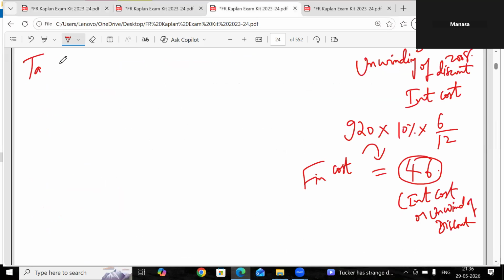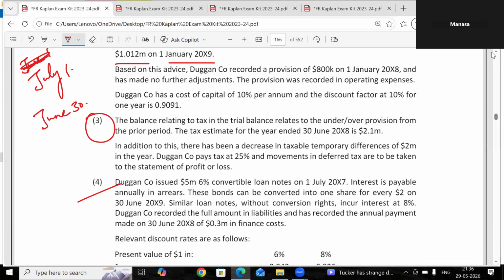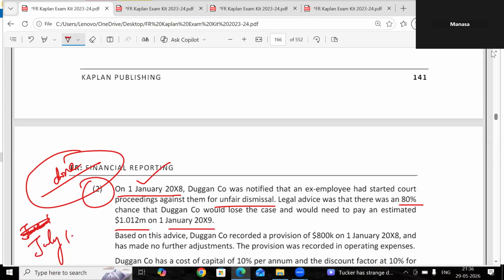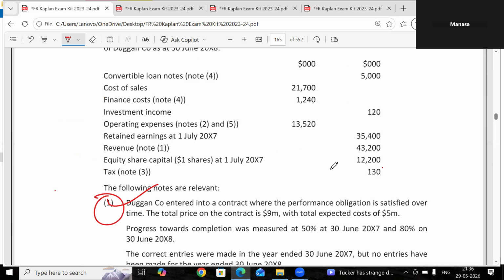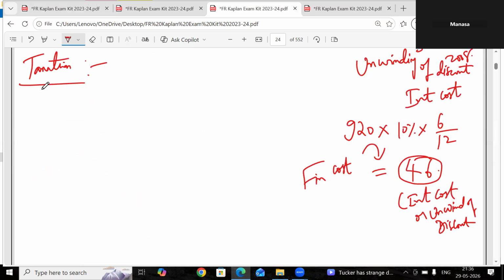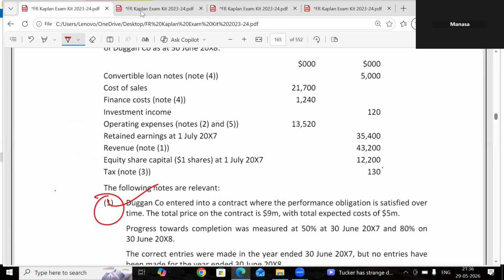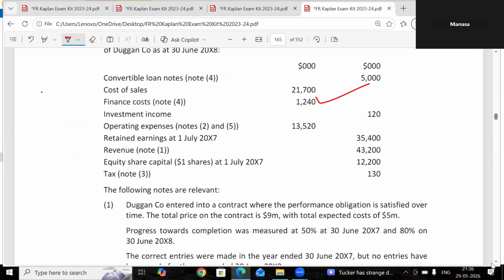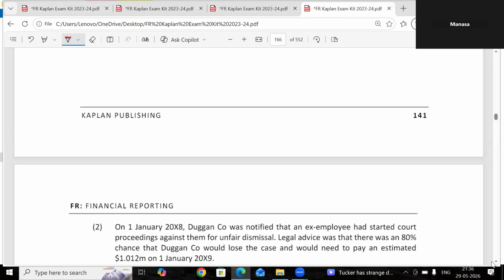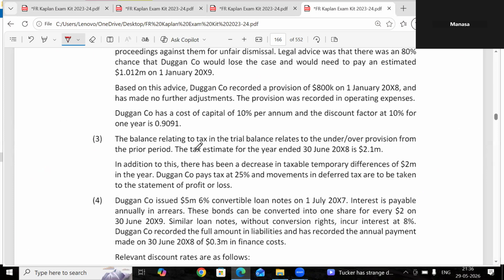Taxation. I already explained in the morning that whenever you have a tax amount on the credit side, it is an over provision, and on the debit side, it is an under provision. So we'll take the over provision. And what is the current year estimate of tax? The current year estimate we need to see. So the current year tax estimate is 2.1 million. Okay, we will take that.